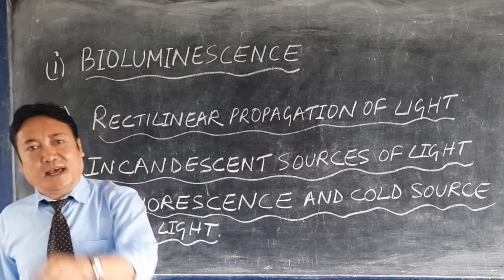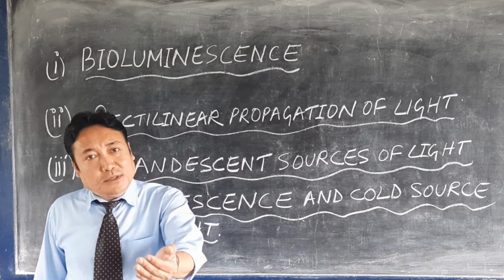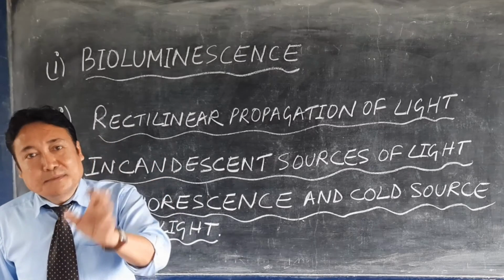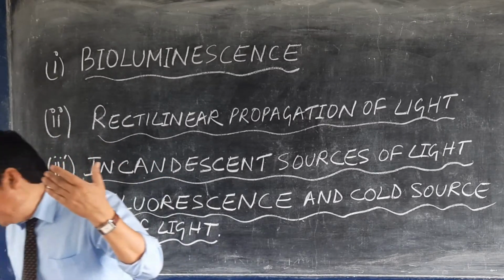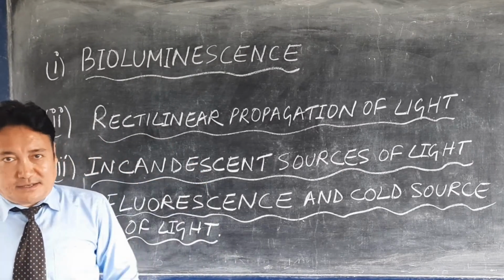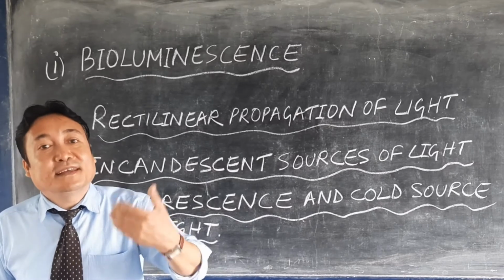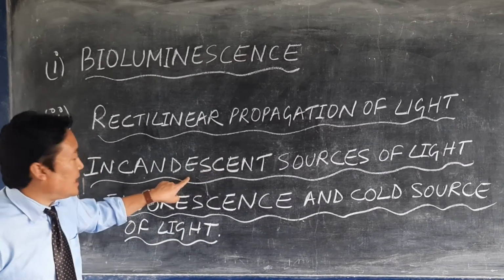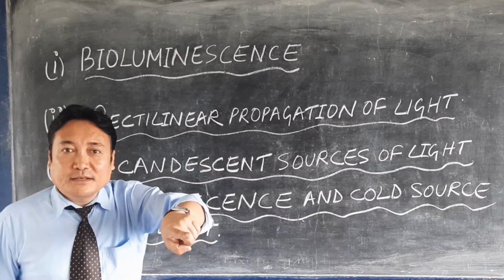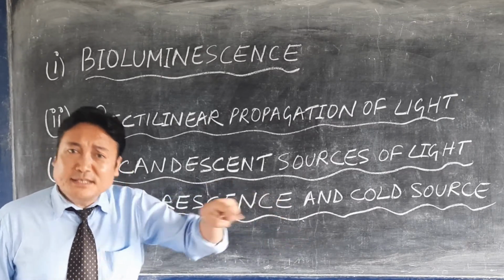And there are some sources of light which emit light without a rise in temperature. They emit light, but the temperature does not rise. That means these sources emit light when they absorb light. But look at the first one: incandescent means the sources of light which emit light when they get heated up.